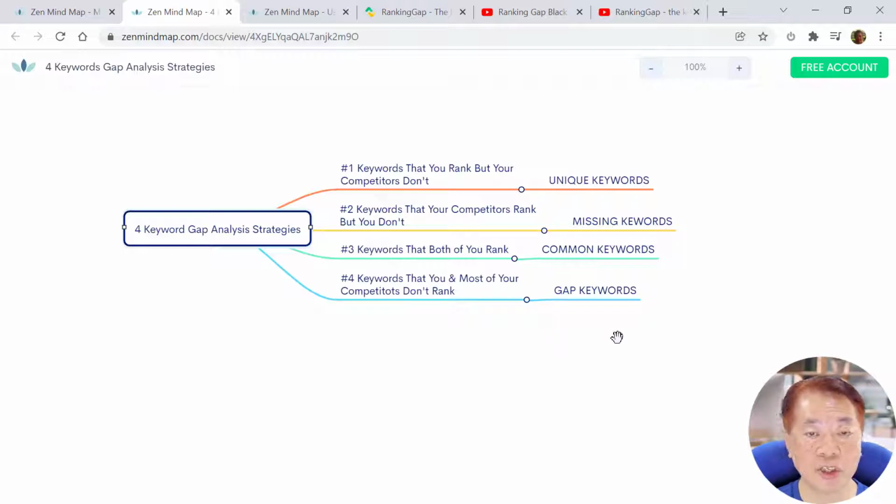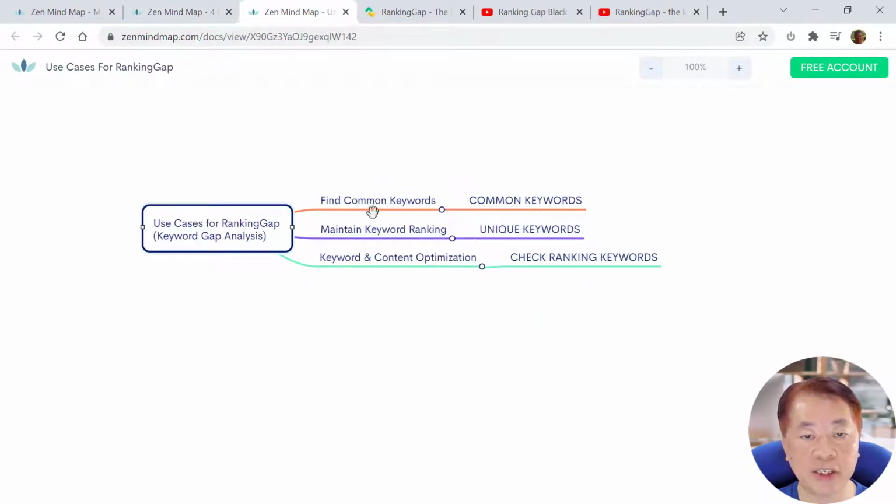Today we are going to go into detail on some of the use cases, and these are the three use cases that we are going to talk about. The first one is find common keywords. How do we find common keywords? Let's go into detail.